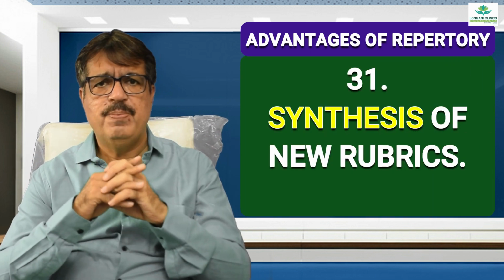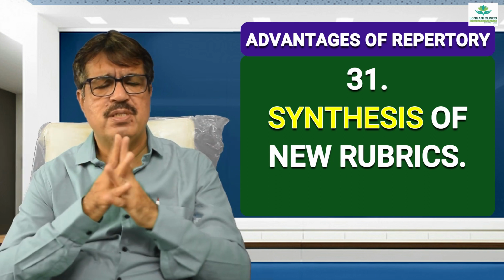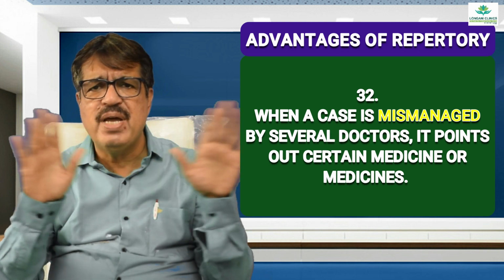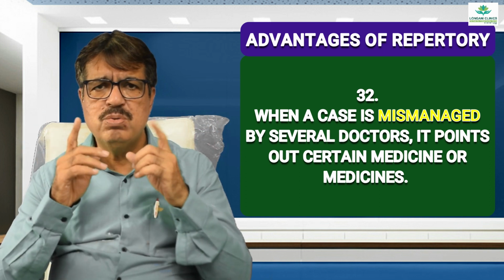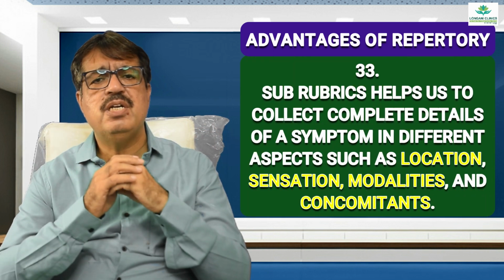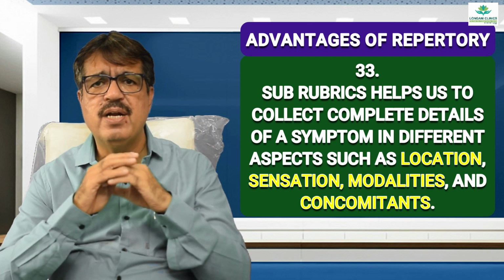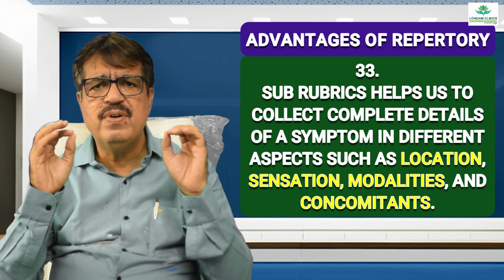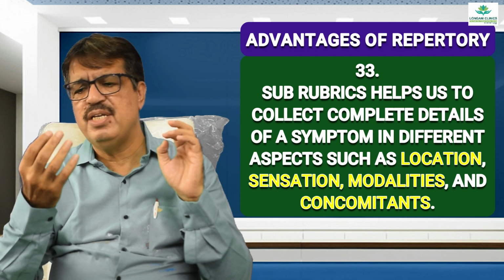31st one. Repertory helps in synthesis of new rubrics. 32. When a case is mismanaged by several doctors, it points out a certain medicine or medicines. 33. Sub-rubrics help us to collect complete details of a symptom in different aspects such as location, sensation, modalities, and concomitant.